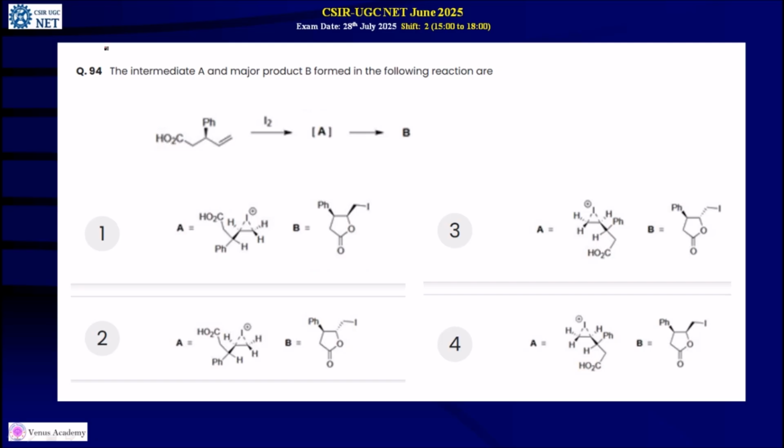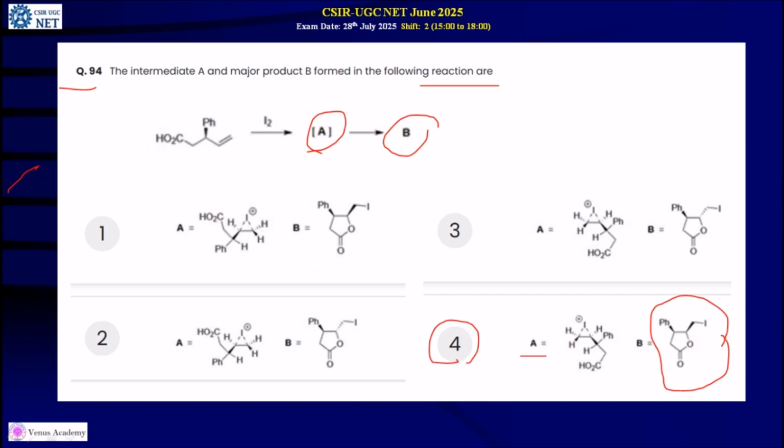Next, question number 94. The intermediate A and major product B formed in the following reactions are. So what is happening? Iodine, it is going to give A, and this upon reaction it is going to give B. What is going to happen? Option 1, no, it is going to be 4. So it is going to form 4 via intermediate A. That means iodination is going to be formed here. So this is the product B formed through intermediate A.